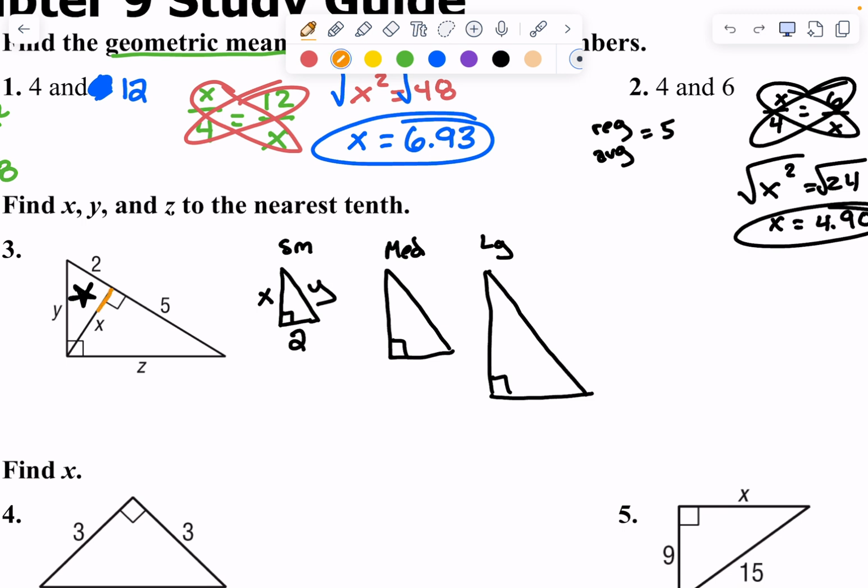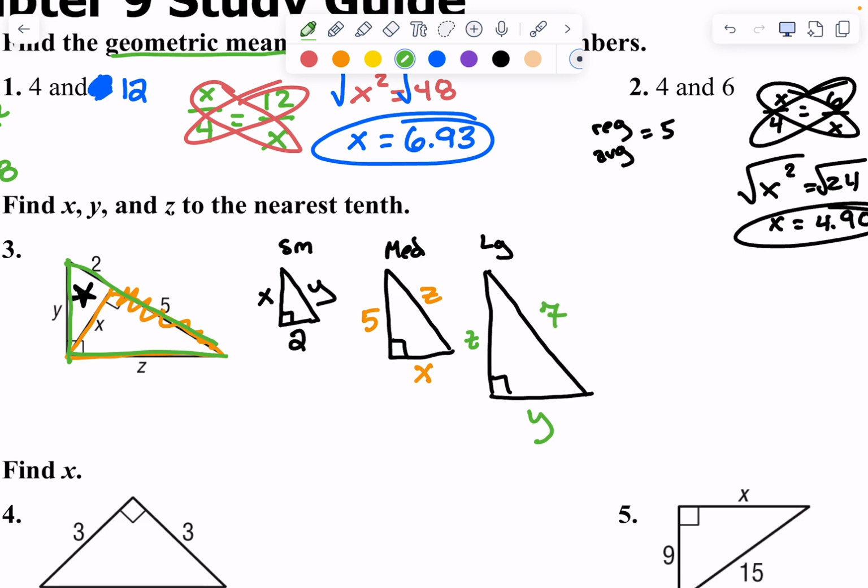Now we're moving on to the medium-sized one. And that is like this guy right here. His short side is X. His tall side is 5. And his long slanted side is Z. Then we have the overall big guy. His short side is Y. His tall side is Z. And his slant side is 7.